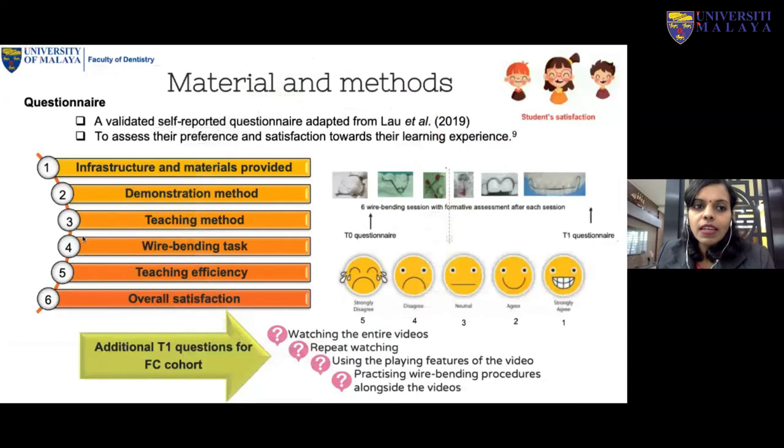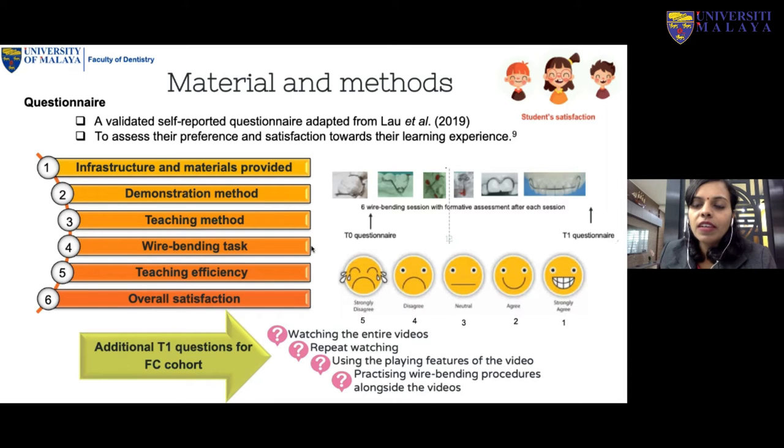Next, in terms of the questionnaire, a validated self-reported questionnaire adapted from Lau et al. 2019 was used to assess the students' perception and satisfaction towards the learning experience. The questionnaire consisted of a demographic question followed by 29 items grouped under 6 domains: first, the infrastructure and material provided; second, demonstration method; third, teaching method; fourth, wire bending task; fifth, teaching efficiency; and sixth, overall satisfaction.